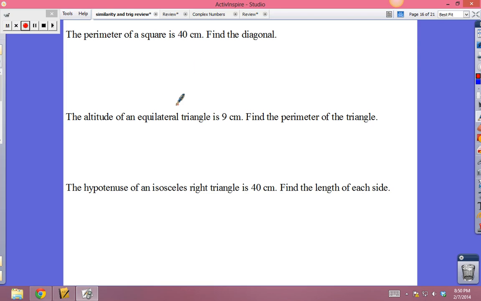Alright, the perimeter of a square is 40, so draw a picture. Perimeter is the distance all the way around the square. And I know that's going to be 10, 10, 10, 10: 10, 20, 30, 40. So I add up all the sides. The diagonal is going to be 10 square roots of 2.